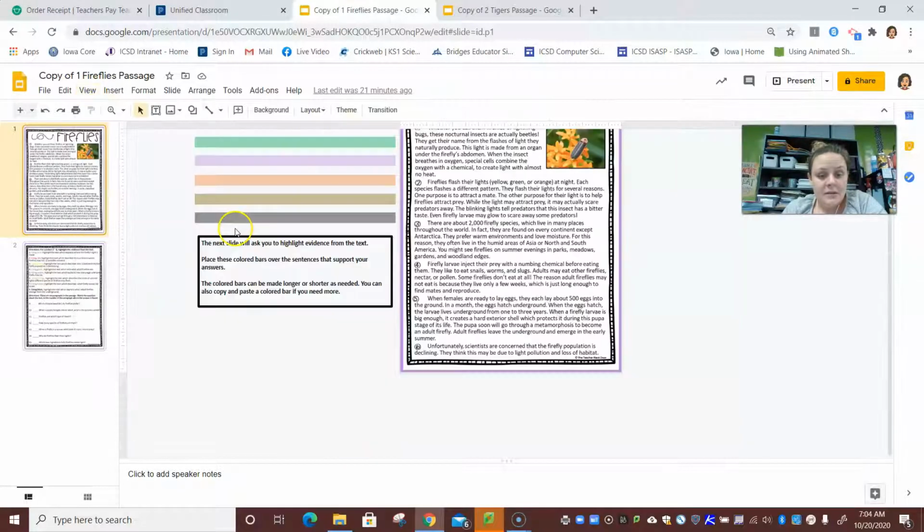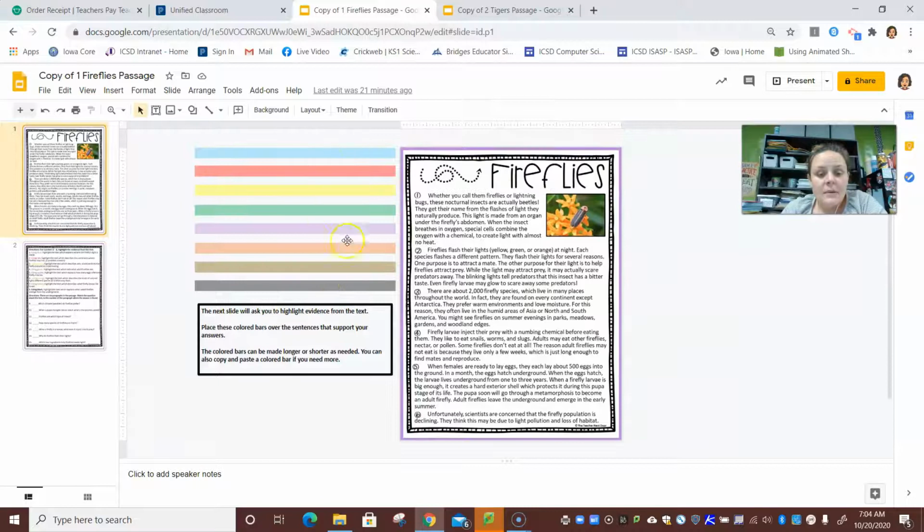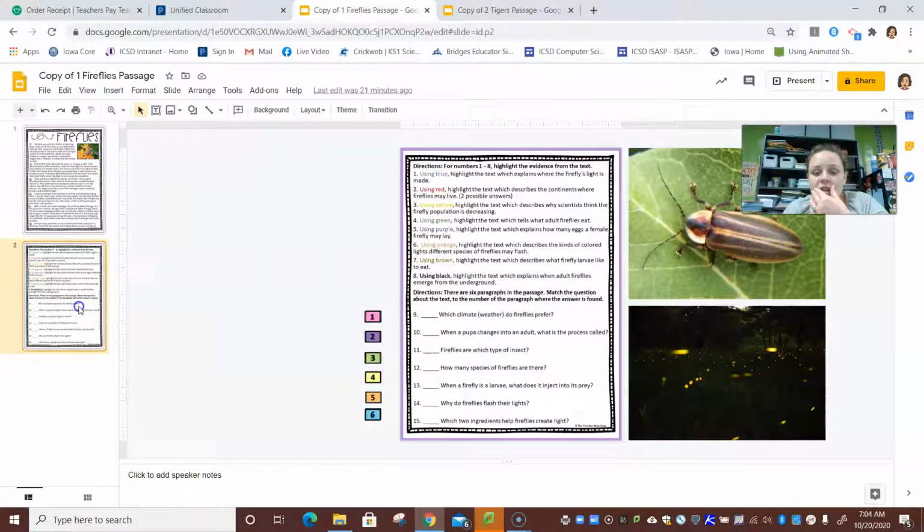I'm going to zoom back out here for a second. So we're going to be moving these bars around to highlight text evidence, how the author is trying to prove certain bits of information. So let's look and see what we need to do. It says for numbers 1 through 8, highlight the evidence from the text. Using blue, highlight the text which explains where the firefly's light is made.